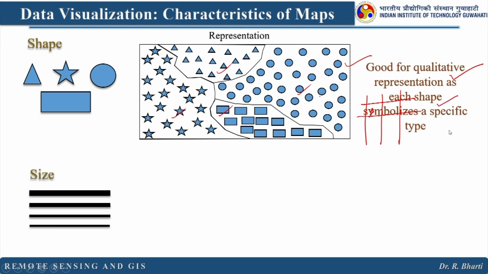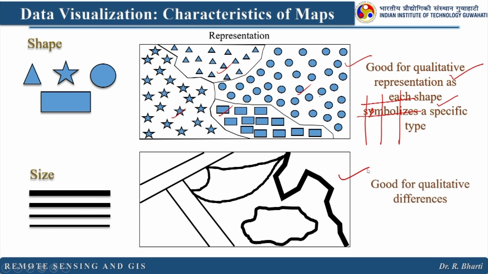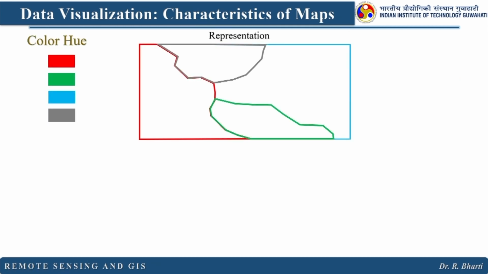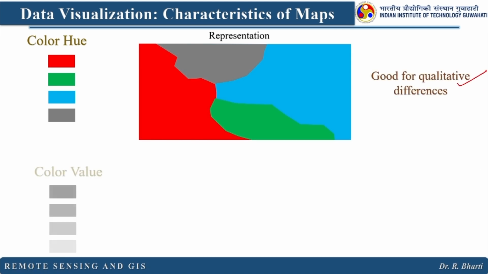Then you can use the thickness of the line, that also helps to represent your data. So this is also for qualitative differences. Now the next is color hue, where you can use different colors, but not one single color in different intensities, that will fall under the next category. So you can see this is also for qualitative analysis.